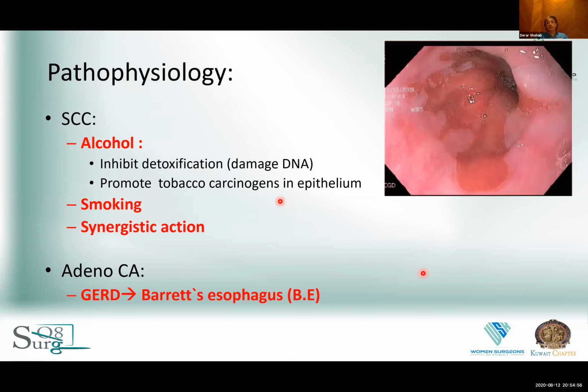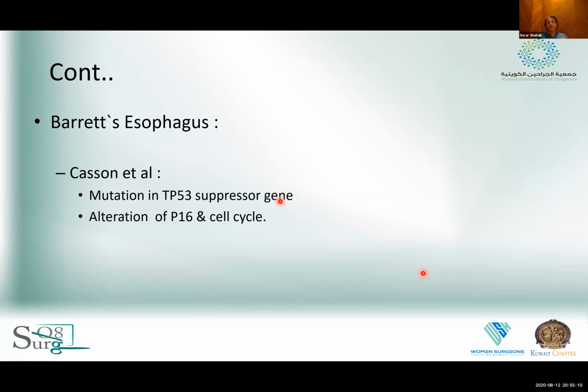Whereas in adenocarcinoma, as we discussed earlier, GERD is the main risk factor. GERD may progress to Barrett's, and Barrett's to adenocarcinoma. In Barrett's, what happens is there will be a genetic mutation in the TP53 suppressor gene and alteration of P16. Hence, eventually the cell cycle is also altered.